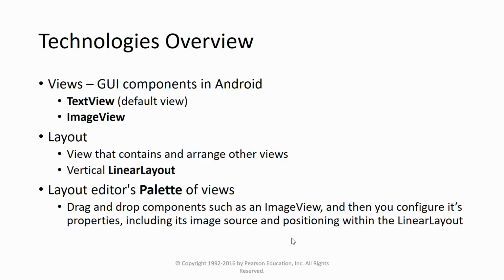in your app. The layout is a view that contains and arranges other views. For example, a linear layout or a vertical linear layout. There's also grid layouts and other types of layouts that you'll see in the palette on Android Studio. Then the layout editor's palette of views. In there you can drag and drop components such as image views, and then you can configure its properties, including its image source and positioning within the linear layout.